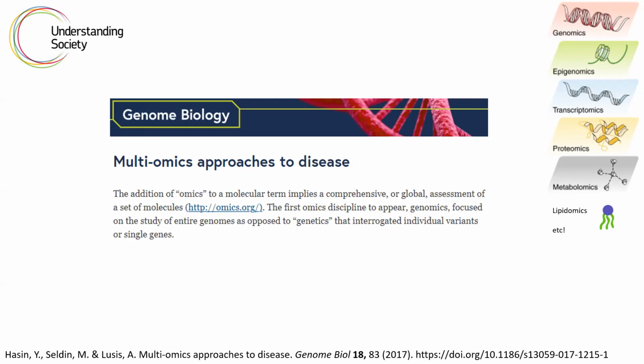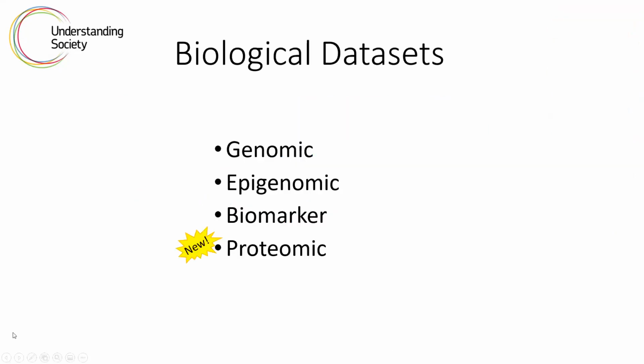And so it enables people to have a more agnostic approach in their hypotheses. So you can just scan all the proteins or genes that you have data for to see whether they do associate with the thing you're interested in, rather than having to pick a gene or a protein and just look at one at a time. So for understanding society, we have 4 biological data sets, 3 of which we class as omics, so genomic, epigenomic, and the new proteomic data set. And then for biomarkers, it's a little bit smaller, so we don't really call it an omic, but it's also a useful biological data set.